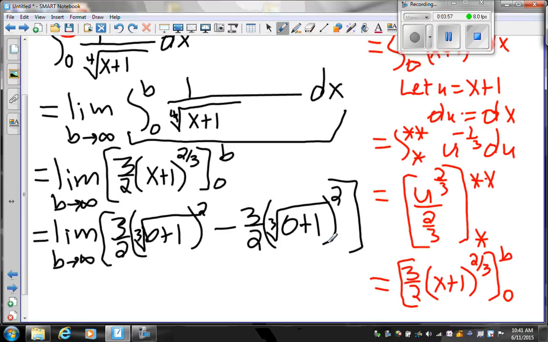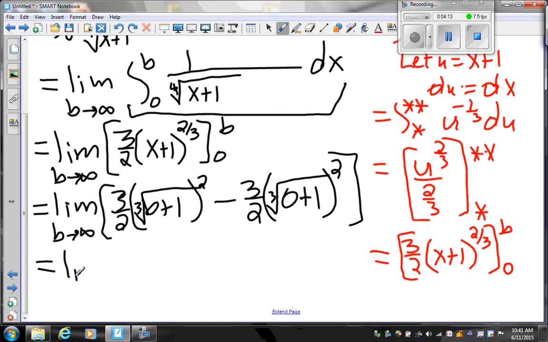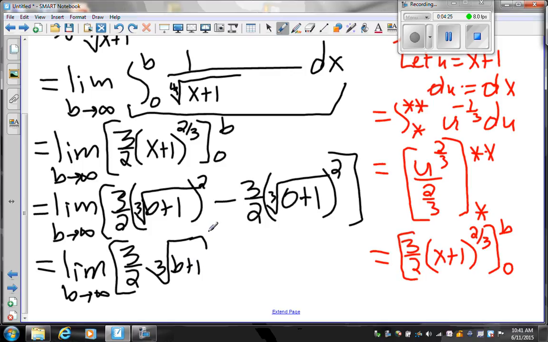Okay, then we can try to simplify some of this. Notice that 0 plus 1 is 1. The cube root of 1 is 1. 1 squared is 1. So when you multiply that by 3/2, you simply get 3/2. So this is really the limit as b goes to infinity, 3/2 times the cube root of (b plus 1) squared, minus 3/2.